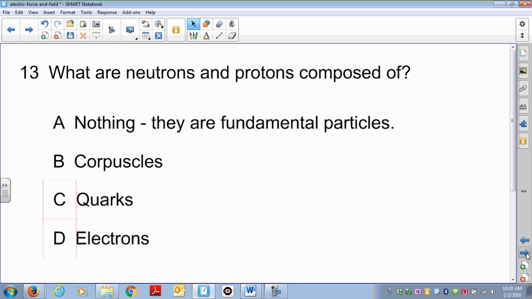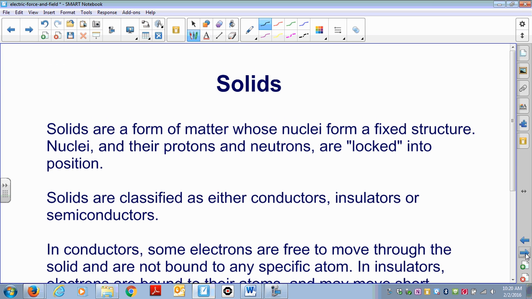What are neutrons and protons composed of? A, nothing, they are fundamental particles. B, corpuscles. C, quarks. D, electrons. Go ahead and pause the video if you need to. The correct answer is C. They are composed of quarks. Actually, it's not letting me select it, but here you go. C. There we go. C. Okay, in the next video, we're going to cover solids.